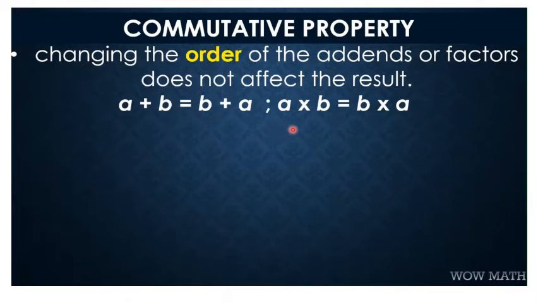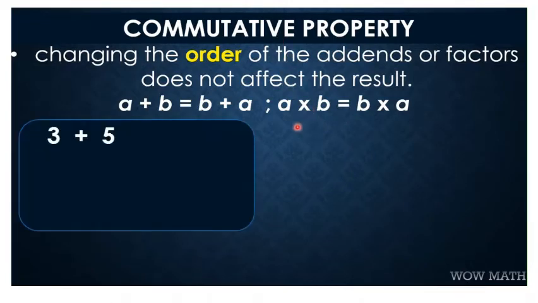Now, for multiplication, if I have a times b is equal to b times a, if we reverse it, will they still be equal? Let us see. Let's have an example if commutative property is true under multiplication. So, I have here 3 plus 5. Let us try to interchange. So, I have here 5 plus 3. This is an example of commutative property. Now, 3 plus 5 is equal to 8. And 5 plus 3 is equal to 8.